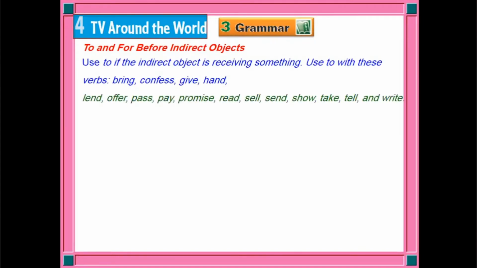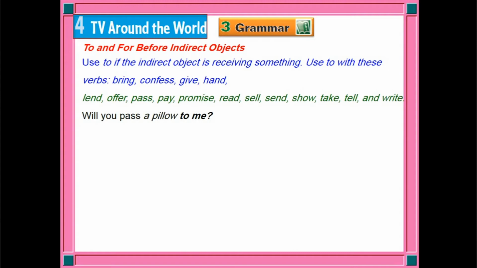To and for before indirect objects. Use to if the indirect object is receiving something. امتى نستخدم يا شباب to و for؟ We use to if the indirect object, لو كان المفعول الغير مباشر, is receiving something. Use to with these verbs. بناخدها مع الكلمات ايه؟ الافعال دي يا شباب: bring, convince, give, hand, lend, offer, pass, pay, promise, read, sell, send, show, take, tell, and write.